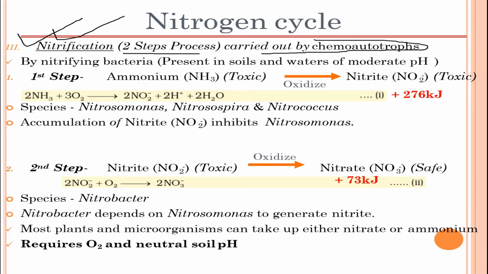So what are chemoautotrophs? Chemoautotrophs are unlike other autotrophs, because they depend on chemical substances, or basically they make chemical substances for feeding others, mainly the producers and consumers. So these are carried out by chemoautotrophs. This nitrification process is nothing but the conversion of ammonia or ammonium into nitrate. So this is a two-step process.